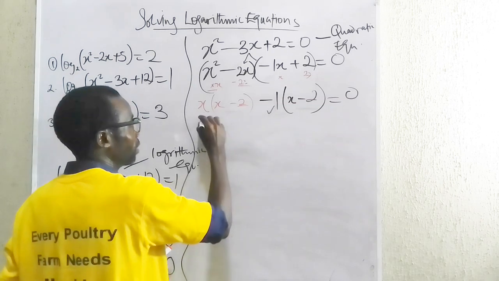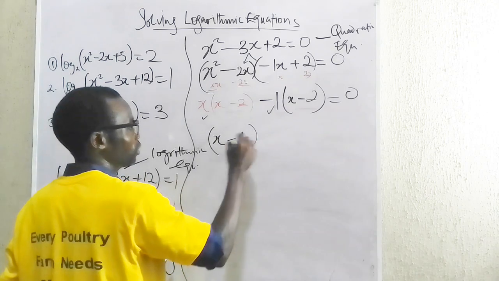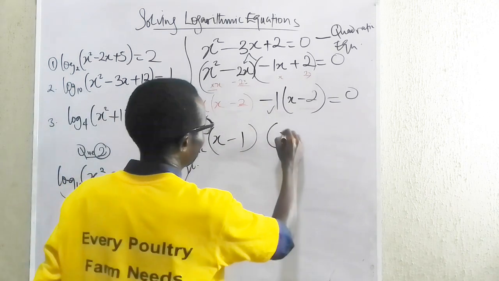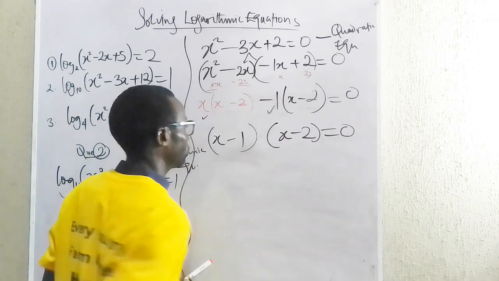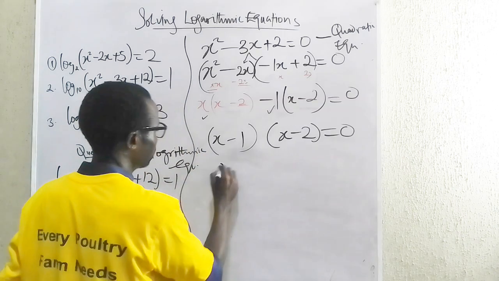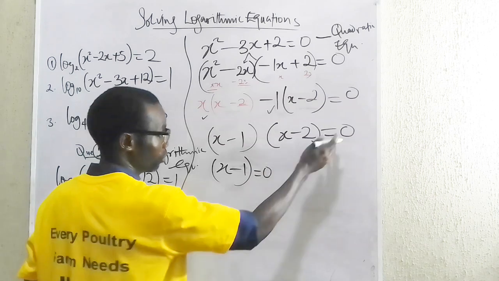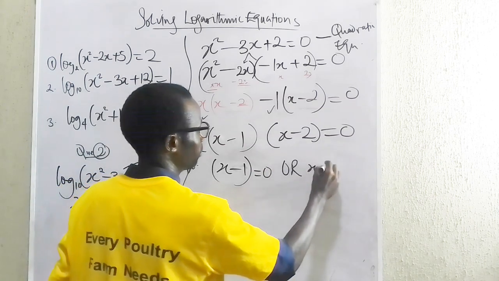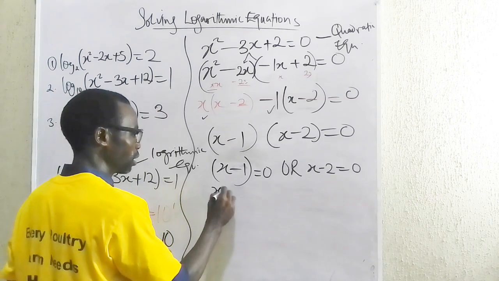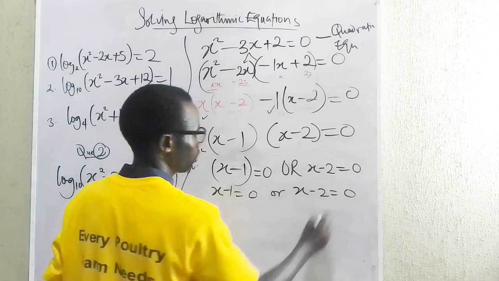So you're going to pick this and pick this together in a bracket. So this x is here and this minus 1 is here. And then since these two are the same, you pick just one. X minus 2 is equals to 0. So we're going to separate both with or. X minus 1 is equals to 0, or x minus 2 is equals to 0. So if I remove the bracket, it's going to be x minus 1 is equals to 0, or x minus 2 is equals to 0.